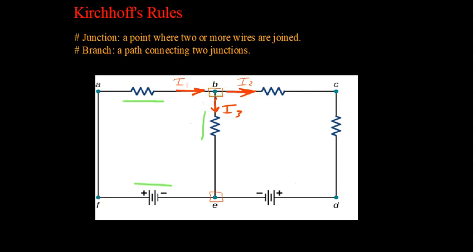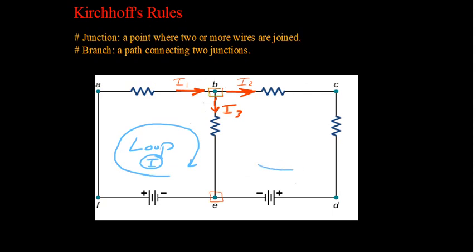Okay, I am going to be choosing 2 loops for this circuit. Let's see, I can say my loop will be this way. That's my loop 1. And for loop 2, I will be going counterclockwise. That's loop 2. Now the total voltage for loop 1 will equal 0. The total voltage for loop 2 will equal 0.